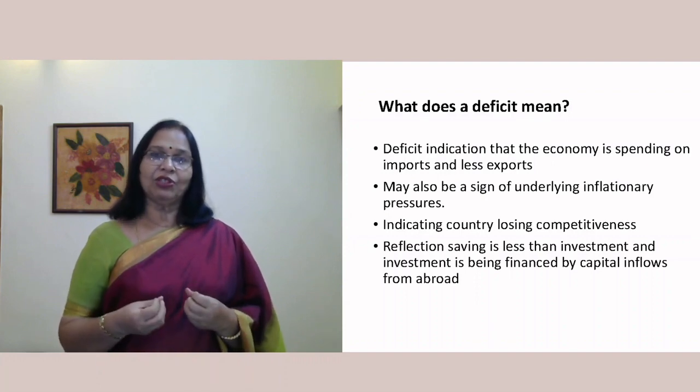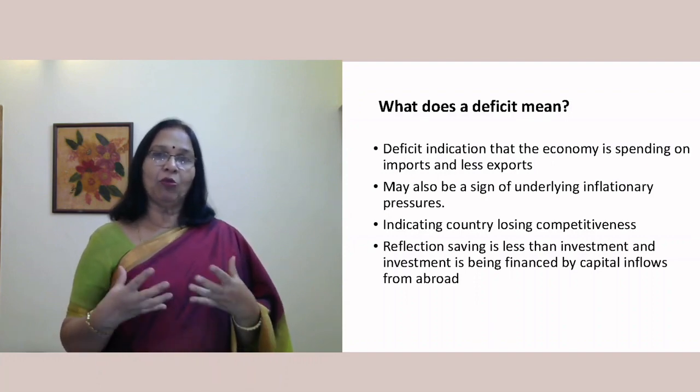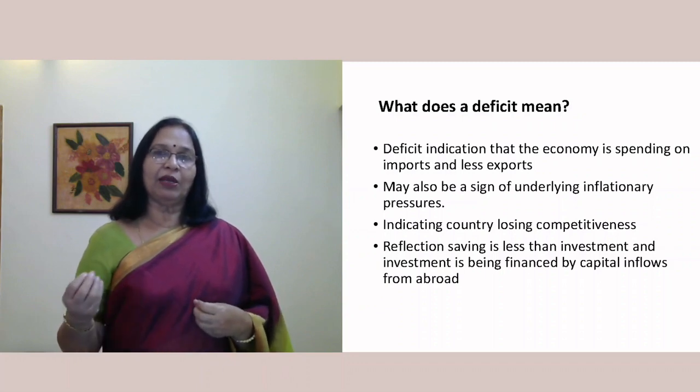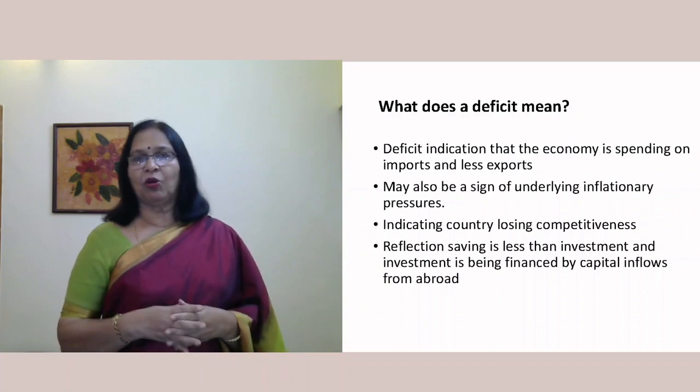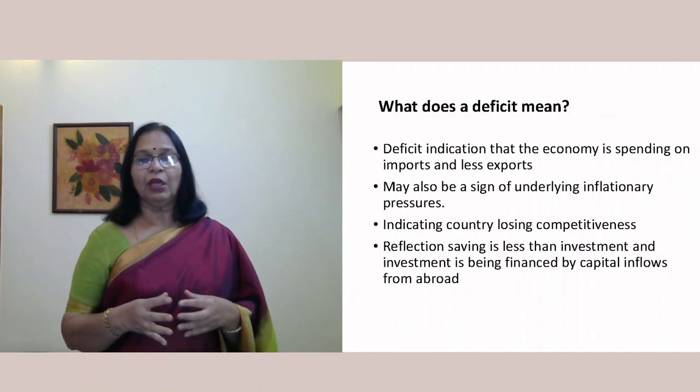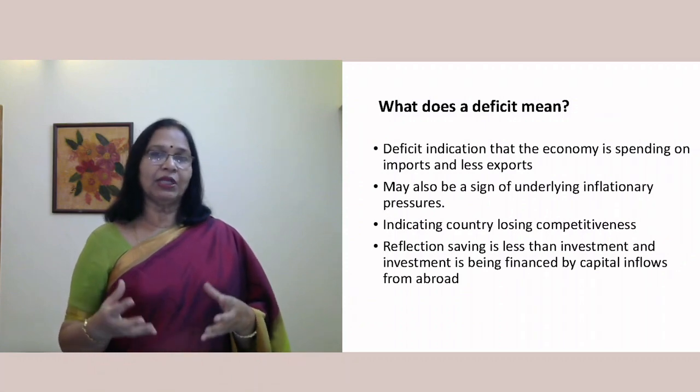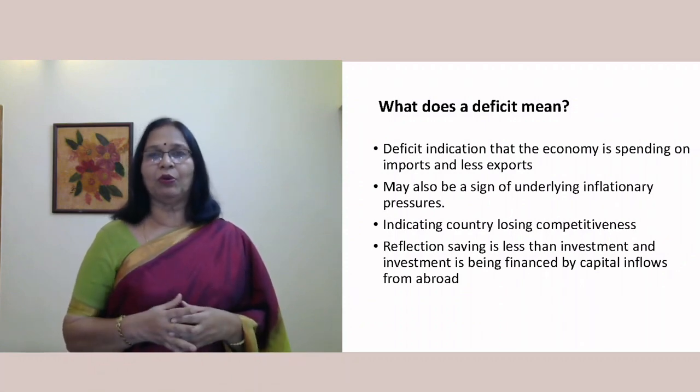So when we have inflationary pressure at home, we are spending more at home, and that spending can happen from goods that are bought from outside. There might be shortages of goods, and therefore we might be buying these goods also from outside.